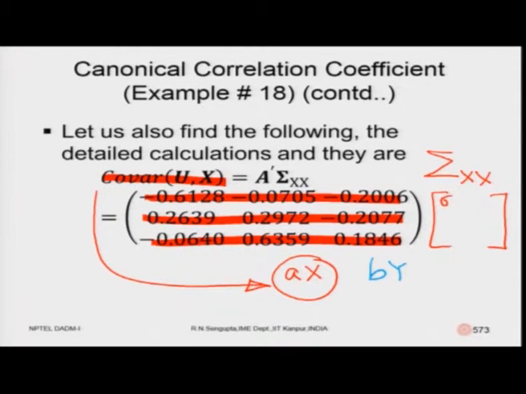So, the first one will be sigma x 11 and the last one will be sigma x 33, and the second element will be sigma x 22. The off-diagonal elements, which are these, are mirror images. This one is a mirror image and this one would be the mirror image.